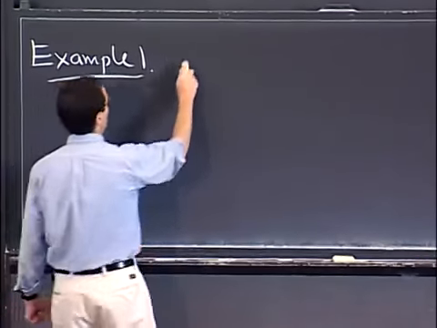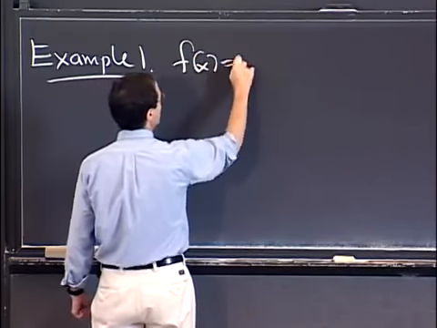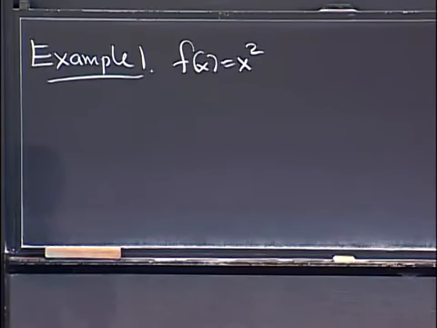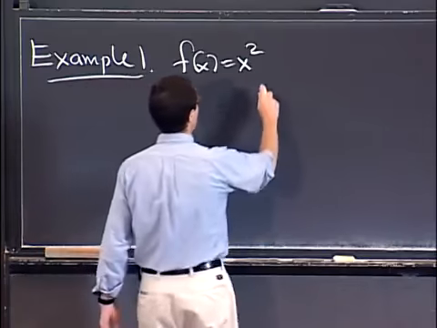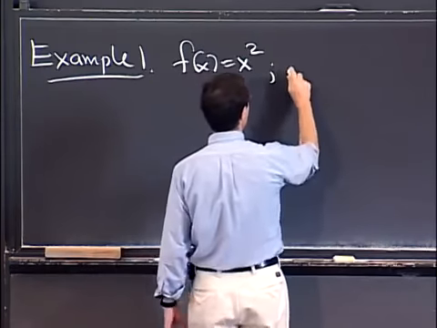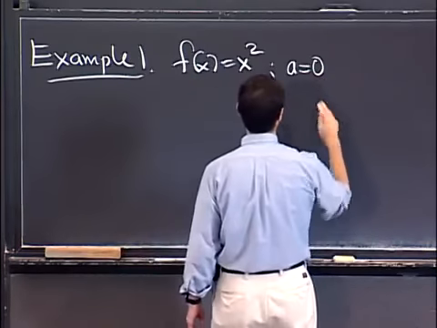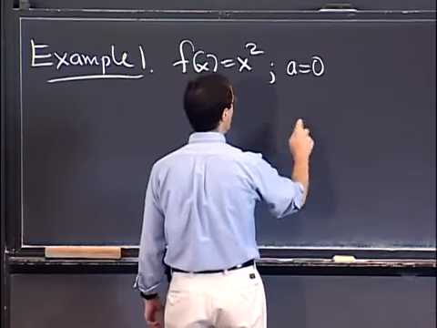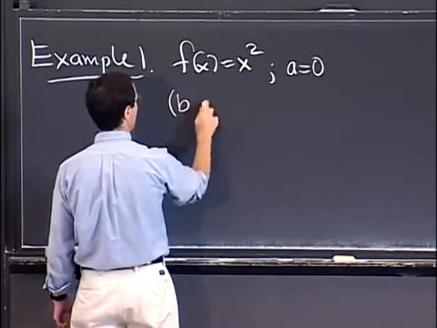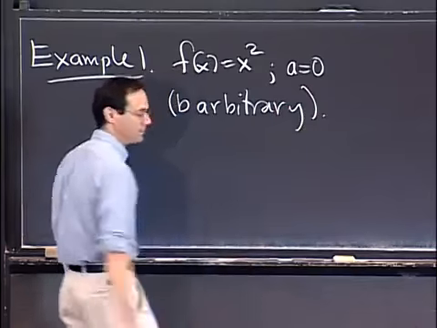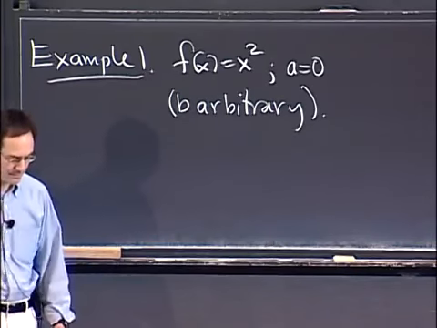I'll take the first interesting curve, which is f of x is equal to x squared. I don't want to do anything more complicated than one example, because this is a real labor, what we're going to go through. And to make things easy for myself, I'm going to start at a equals 0. But in order to see what the pattern is, I'm going to allow b to be arbitrary.